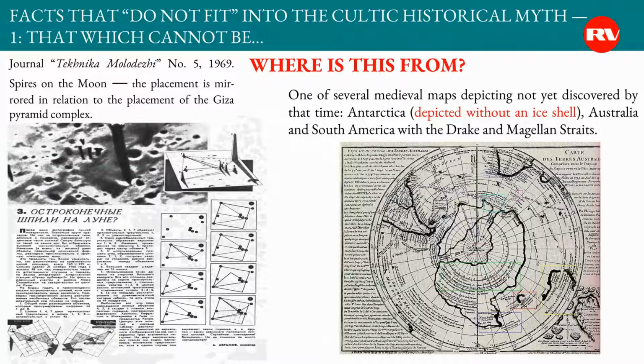This here is a page of the magazine Technika Molodezhi, number 5 for 1969. At the top of the page is a photograph taken by the American Lunar Orbiter 2 station from an altitude of 50 kilometers. In the picture, objects are casting shadows.